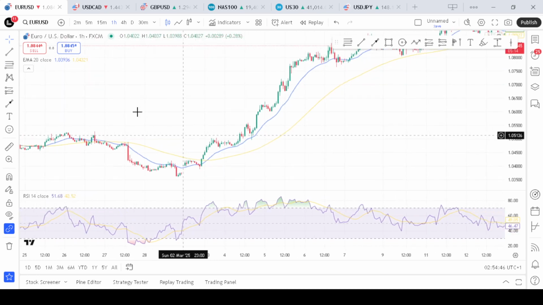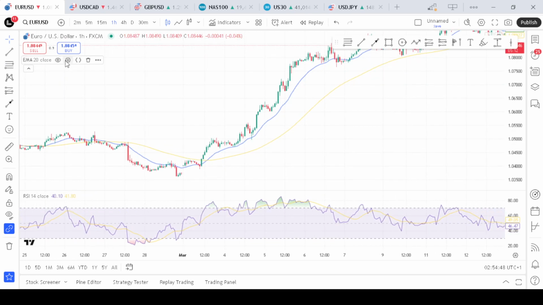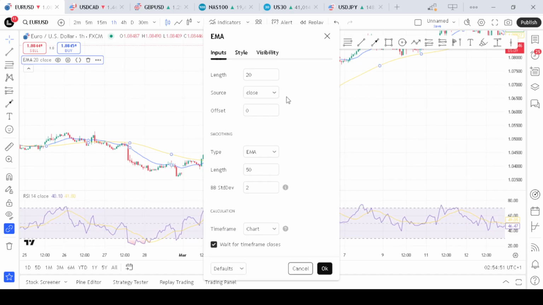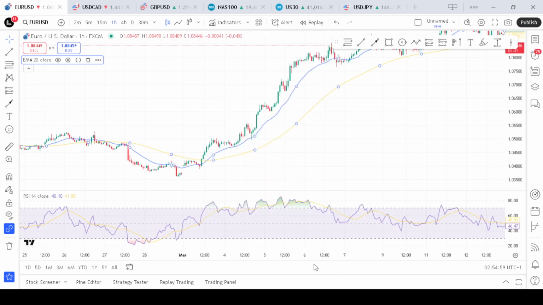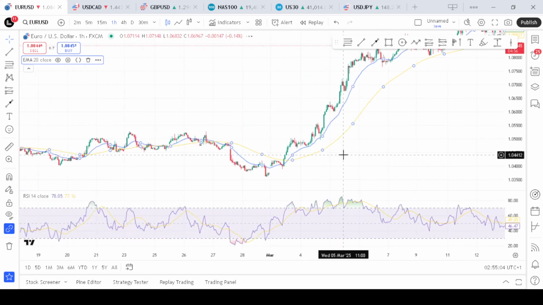An example you can use is the 20 period and the 50 period exponential moving average. As we can see, I'm using the 20 period for the short term moving average and the 50 period for the long term moving average. This can help you identify the overall market trend.